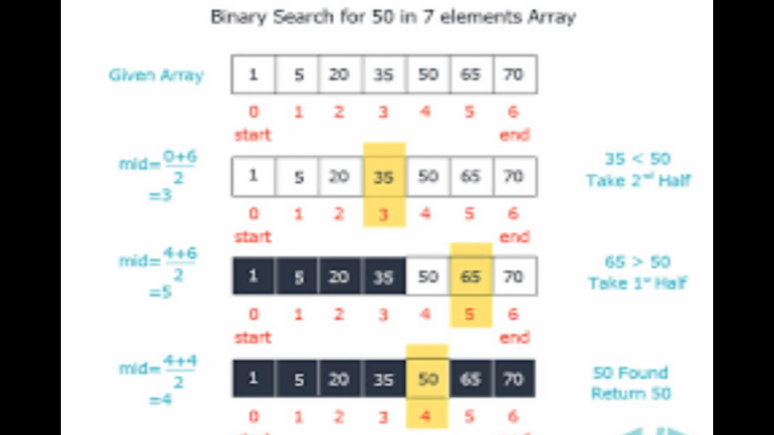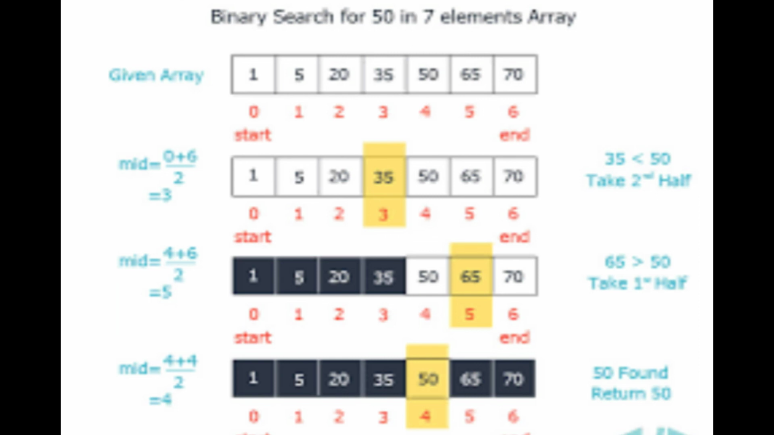So the middle element I'll get by adding the indexes 0 plus 6 divided by 2, which is equal to 3. The element at index position 3 is considered as the middle element. Now I am comparing the key element with the middle element, 50 with 35.